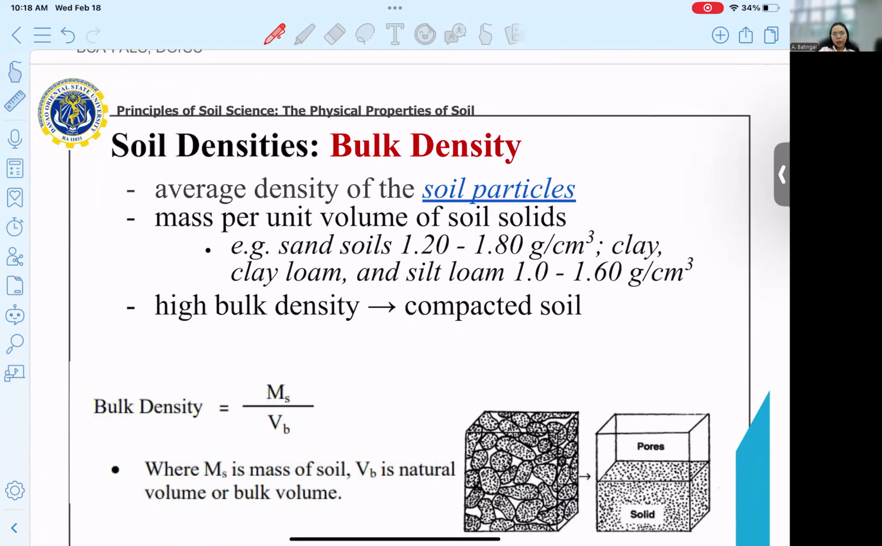So, in terms of densities and sa imuhang, we have soil density, soil water, and soil consistency and soil color. We'll have a separate video for that.